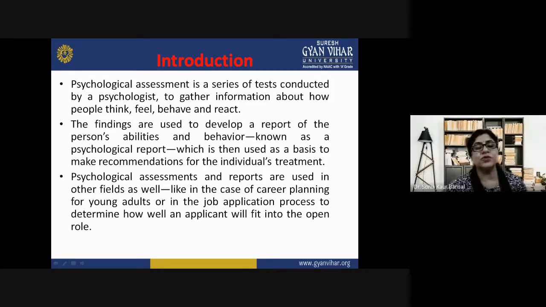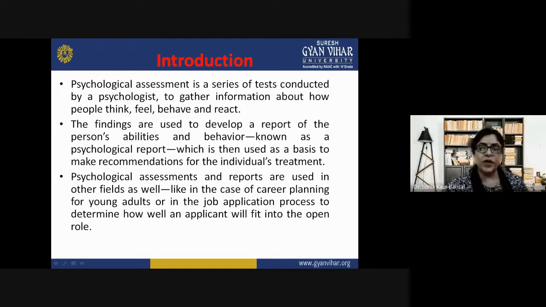It is also a process where the findings are used to develop a report on a person's abilities and behavior. When you are reporting a person's abilities and behavior, that means a lot. It means you have found something related to that person or a group or a society. This is known as psychological reporting, which is then used as the basis for making recommendations for the individual's treatment.